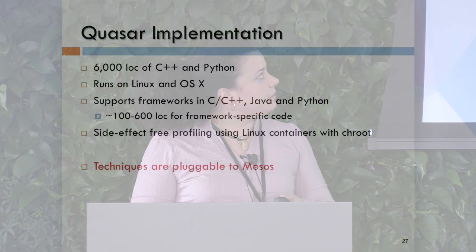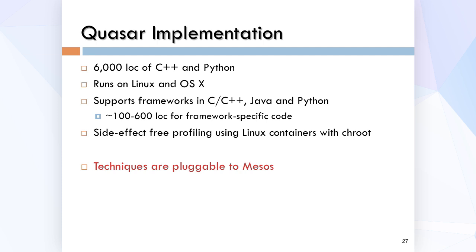So in terms of implementation, this system is a few thousand lines of code. It supports various frameworks like Hadoop, Spark, and Storm. And it doesn't require any changes in existing frameworks. It just has some framework-specific code to interface with their APIs. And then, although the results that I'll show here are for a standalone framework, the techniques themselves, for example, the recommendation system, are pluggable to systems like Mesos.